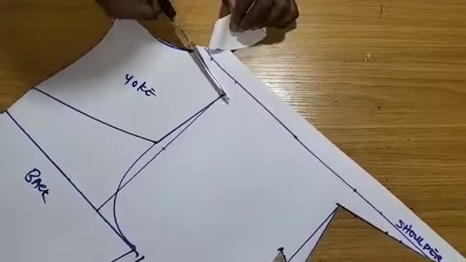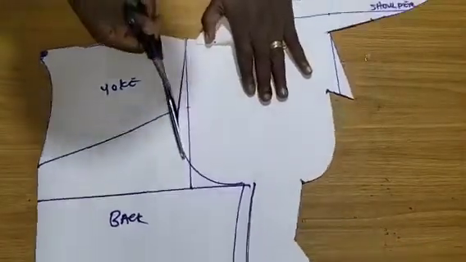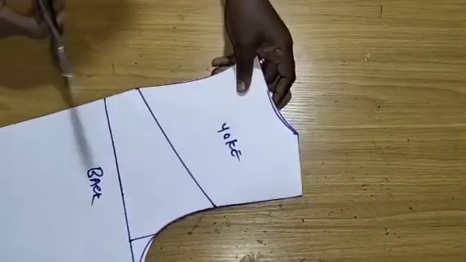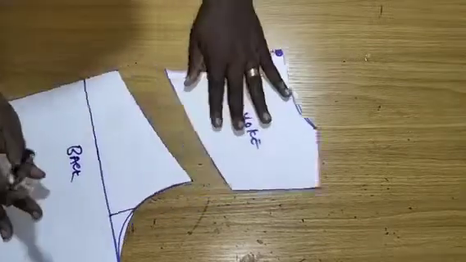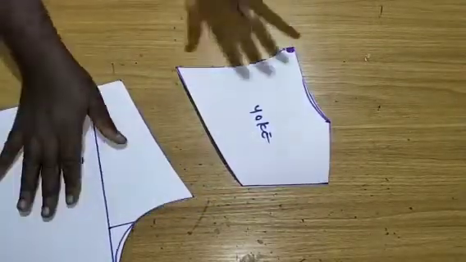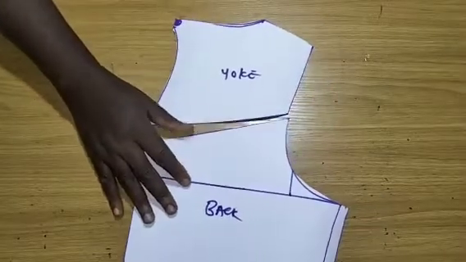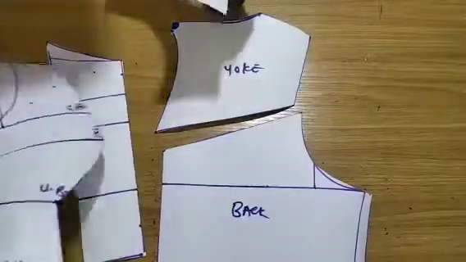So that is how the back is going to look like. Can you see? So now I'm going to separate the yoke for the back. So that is how the back looks like. So the next thing we want to do now, because we are done with this class, but I need to show you how to sew the flounce, how to cut the flounce.